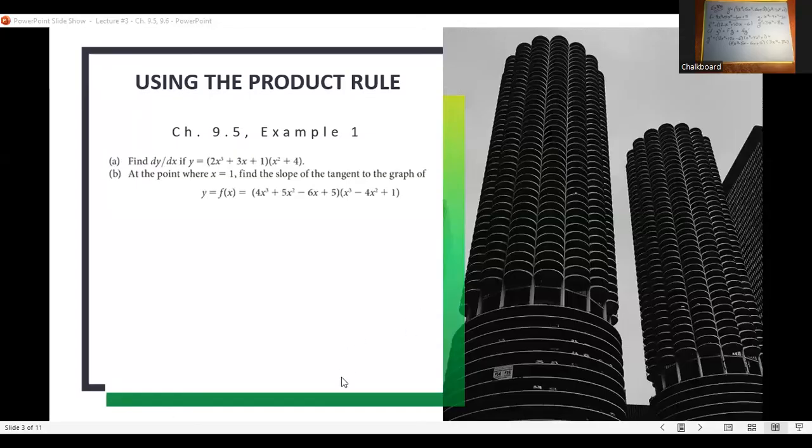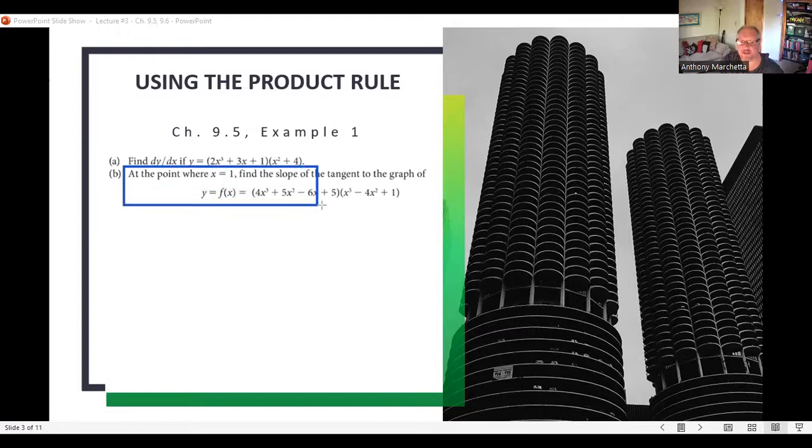Okay. Notice that it says here, at the point where x equals 1, find the slope of the tangent line to the graph of. Now, guys, look closely at the question. Do we need to simplify this? Actually, no, we don't. In fact, we can get away with not having to simplify this. I want to really just highlight that and make that really clear for us. When you are doing calculus homework, you have to read the word problem very carefully. You'll find yourself doing a lot of work you don't have to do.